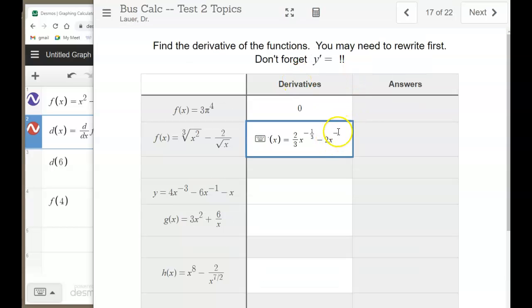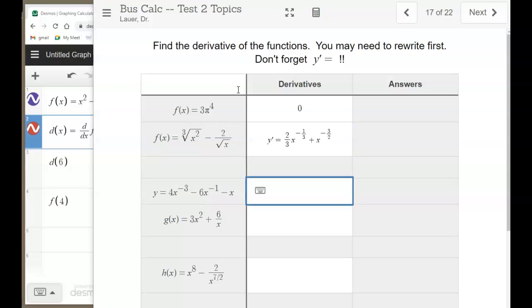Minus x to the, this was a negative 1/2, so negative 1/2 times 2 gives me a positive 1. So I just need a plus 1x to the negative 3/2. And that's because negative 1/2 minus 1 is negative 3/2. So I changed this to y prime because it says y prime, so we'll see if that answer works correctly.